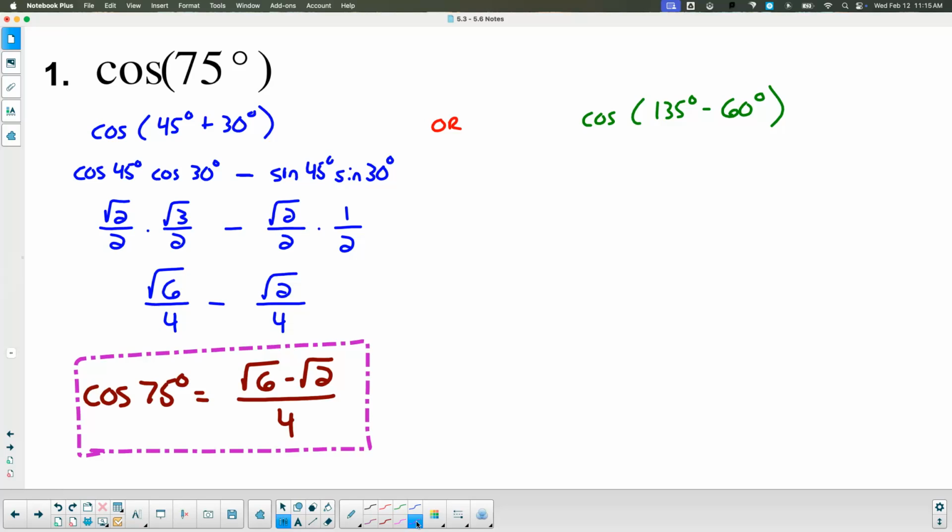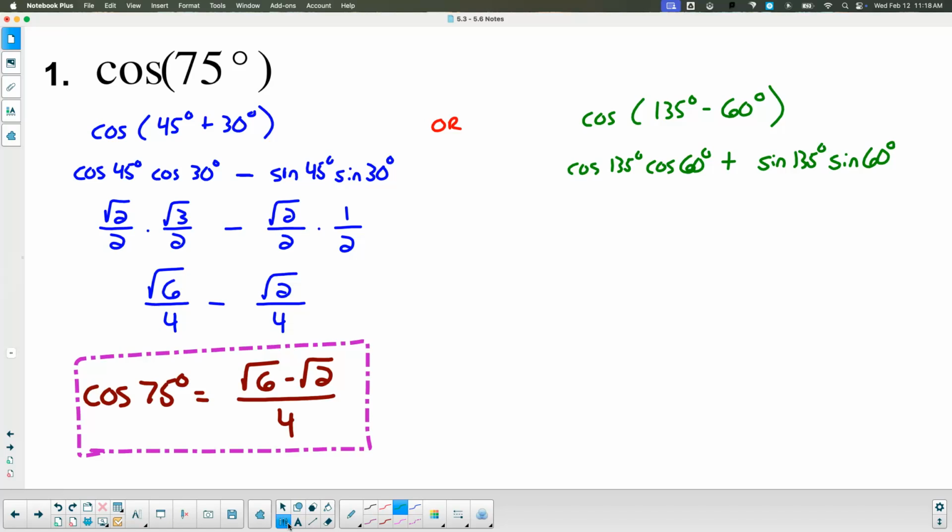Try the cosine of 135 minus 60. Utilizing that formula should get square root of 6 minus the square root of 2 all over 4. So this is going to be the cosine of 135 degrees times the cosine of 60 degrees plus, this time, plus the sine of 135 degrees times the sine of 60 degrees.